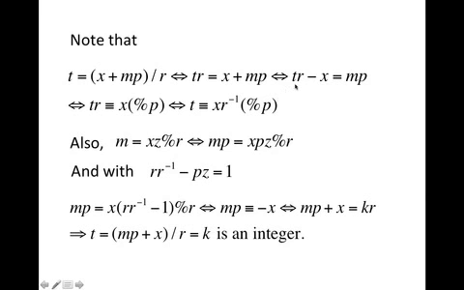Or we could say that TR minus X is equal to MP. What exactly does this mean in the context of congruences? That TR and X are congruent because their difference is a multiple of P. That means they are the same number when we think of them as mod P. And since R has an inverse mod P, I can multiply both sides of this by R minus 1, which I do here. And when I do, R and R minus 1 cancel out. And I get myself X times R minus 1 mod P.